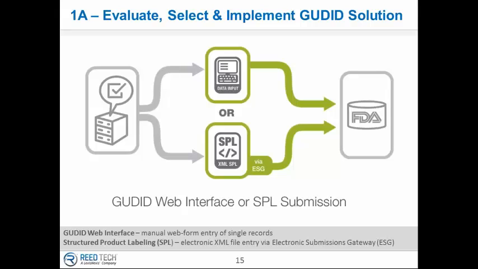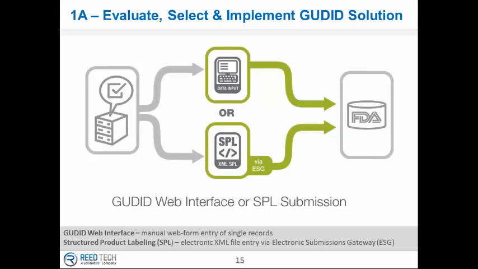To evaluate and select a GUDID solution, you have a few options. At a high level, the FDA allows for manual entry directly into their GUDID database. In that case, you would still have to gather all your data, and you're entering it directly into the FDA system and saving it there. The FDA stated that's more for lower volumes, as you do have to manually enter each record one by one, and it has limited functionality with what you could do with it afterwards. It's really designed just to get the data in.